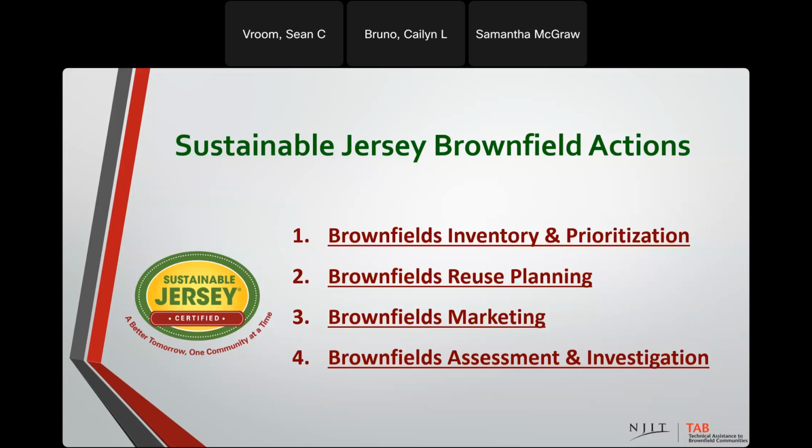The inventory component of this action requires that a municipality compile a list of brownfield sites that they obtain through publicly available information and research. The municipality can earn additional points under this action if they develop a prioritized list of brownfields. And to do that, they must have identified a minimum of 3 brownfield sites.